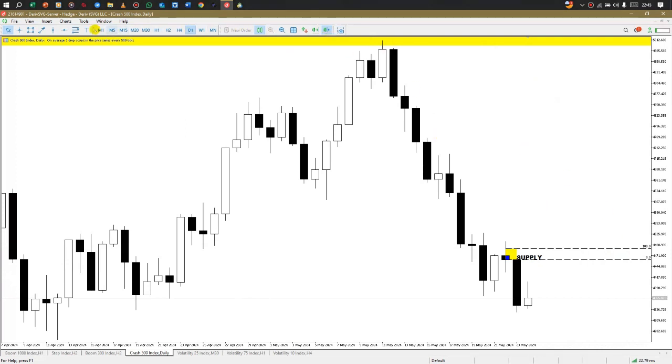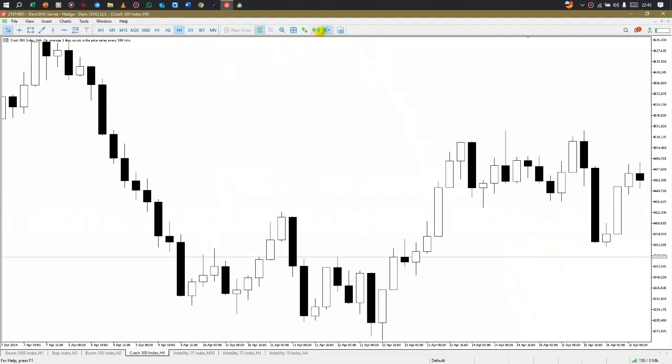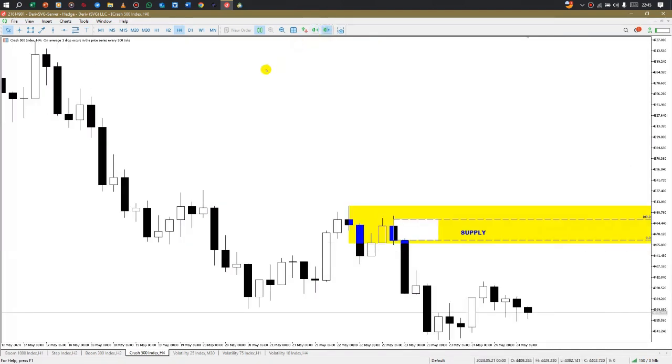So I had to look for a fresh daily supply zone. So this is my fresh daily supply zone here. As you can see, it's a rally based drop supply zone with a strong move away from the zone. Then I had to refine it on the smaller time frame to get a low risk zone.